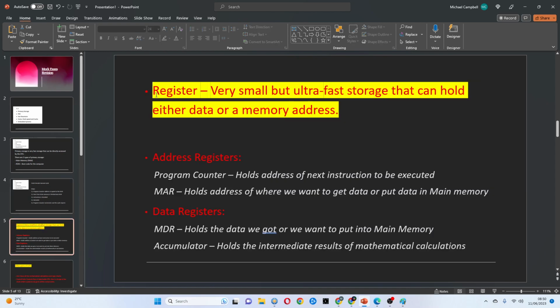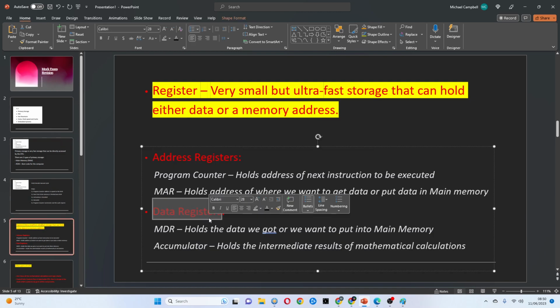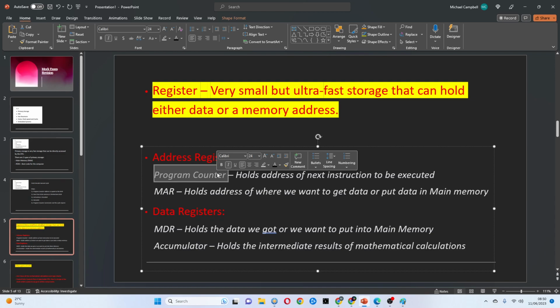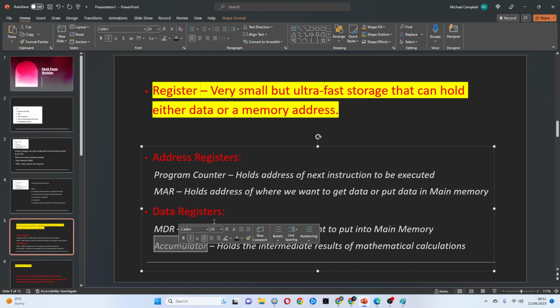So I've been through what a register is, very small but ultra fast storage that can hold either data or memory. It is common that they might say, give me 2 registers, but they might say, give me 2 address registers, because they either hold data, which is like a number 7 or 58 or the letter H, or it holds an address, like a location of something in memory. There are 2 that hold an address, the program counter, because that holds the address of the next instruction, and the MAR, because that holds the address of where we want to get things from main memory. And then there are 2 data registers, the MDR and the accumulator, which I haven't talked about yet.